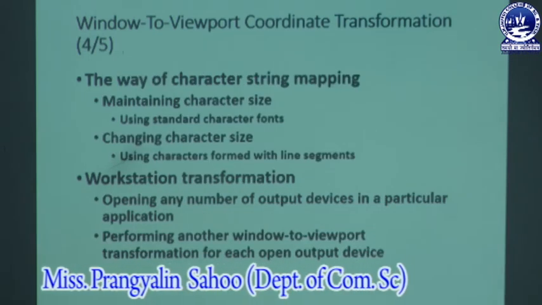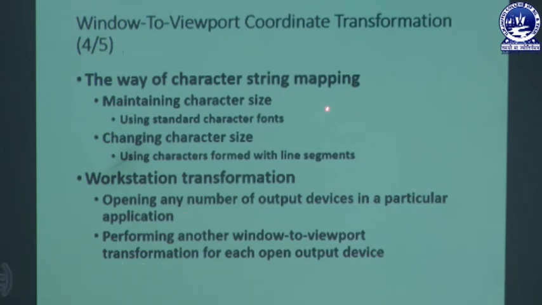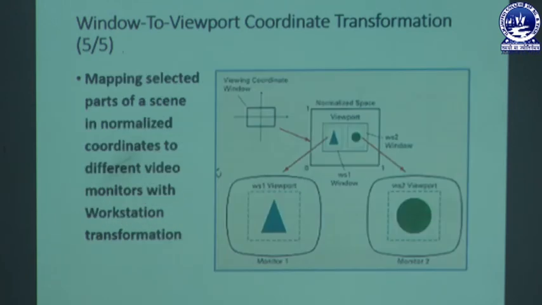Then goes the next step: if any character strings are present in the graphical image, first the character size is maintained by using the character font, and after that, by using the character size line segments, it is transmitted to the viewport, and by using this concept you convert all the world coordinate elements into the viewport coordinate format.